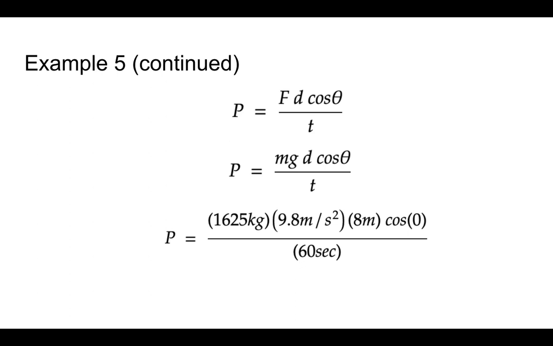We get power is equal to mass, which is the total mass of those 25 people, 1,625 kilograms, times g, which was 9.8 meters per second squared, times the displacement, which was the height, 8 meters, times the cosine of theta, which was 0 because the height and the normal force had an angle of 0 between the two, and divided by time, which was 60 seconds or 1 minute. Plugging all those numbers into our calculator, we end up getting that the power of the escalator motor is 2,123.3 watts.